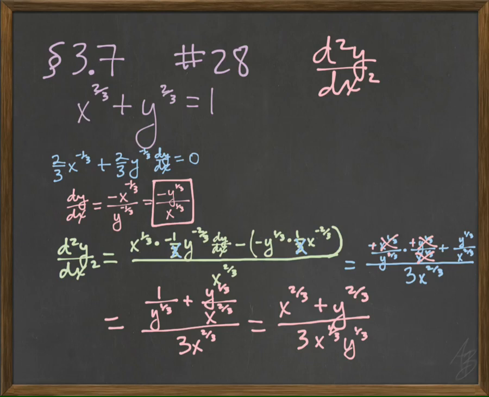Yeah, the top is equal to what? 1. Yeah. Remember from the original equation here, x to the 2/3 plus y to the 2/3 is 1. So the top here, the numerator, is really just equal to 1. So what we end up with then is 1 over 3x to the 4/3 y to the 1/3.